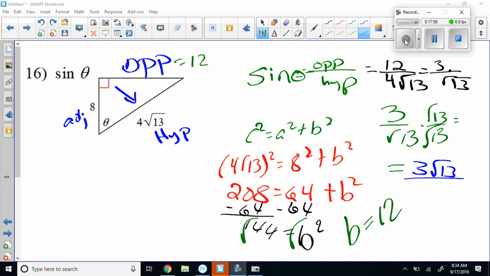This is going to give you, when we're done, 3 square root of 13 over what? 13. Is that what your calculator gave you? Yes? Did it rationalize for you and everything? Yes? All right.